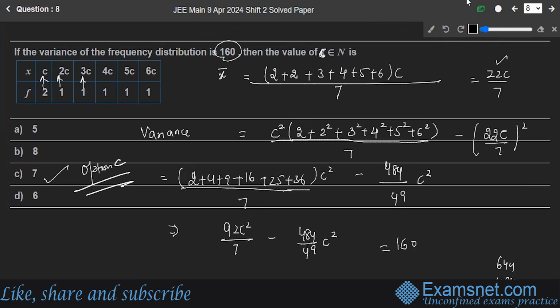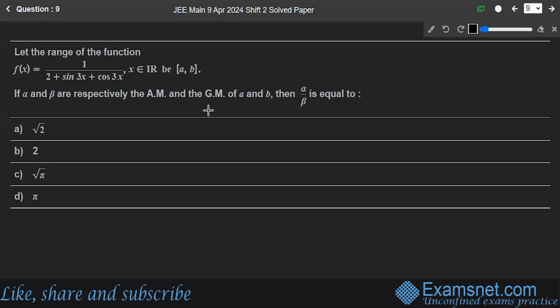Hope you got that. Let's move to the next question. Question number 9. Let the range of this function f(x) is equal to this, where x belongs to integers, there is something x belongs to the real numbers, a to b. If alpha and beta are respectively the AM and the GM of a and b, then what is the alpha upon beta value equal to? So you have this function.